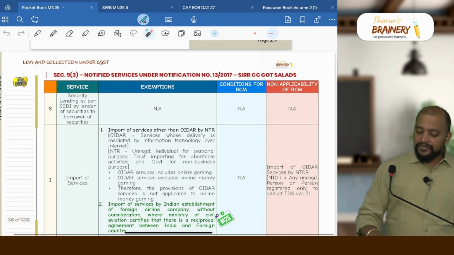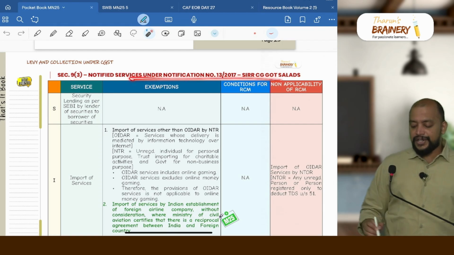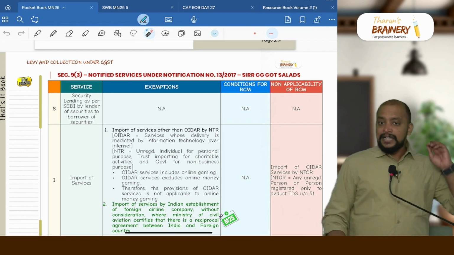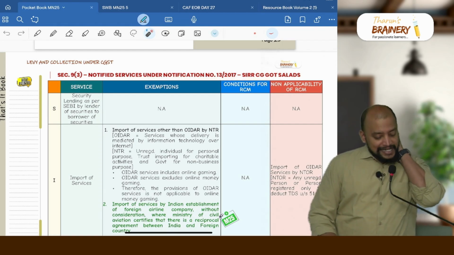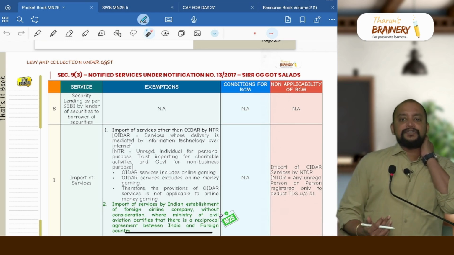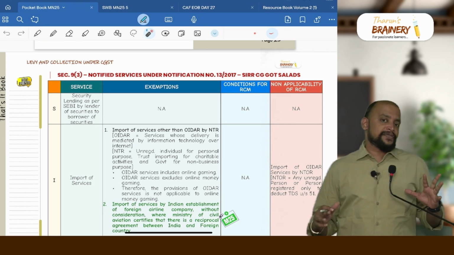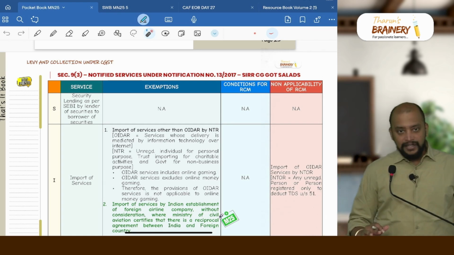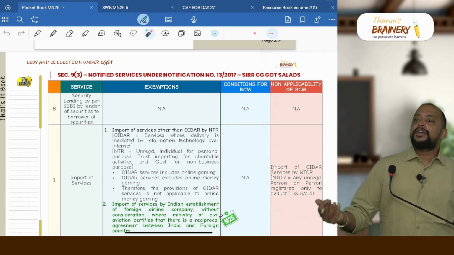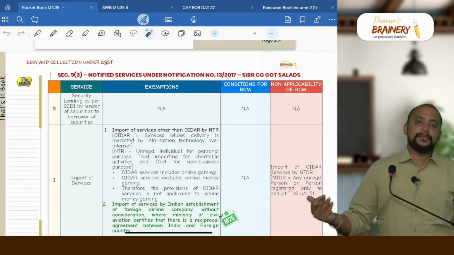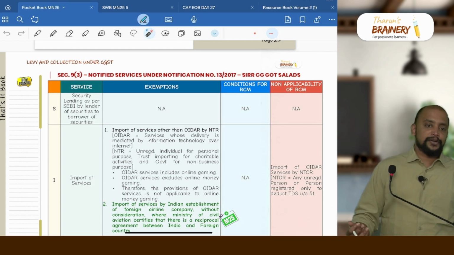Then notified services under notification 13 of 2017. So it is S for security lending. Related to security lending, there is a lender of securities and a borrower of securities. We don't have any exemptions in this regard, no conditions, and no non-applicability of RCM, meaning no exception to RCM. So always the recipient only will pay.